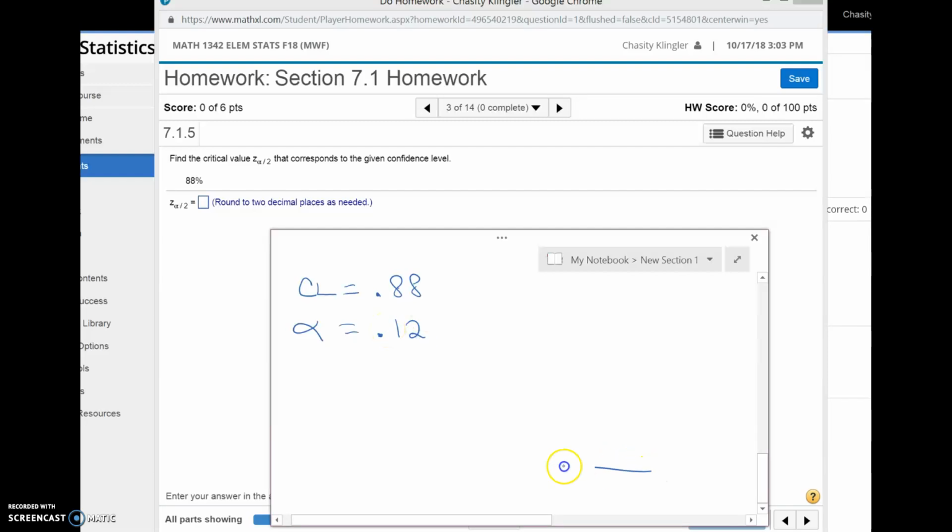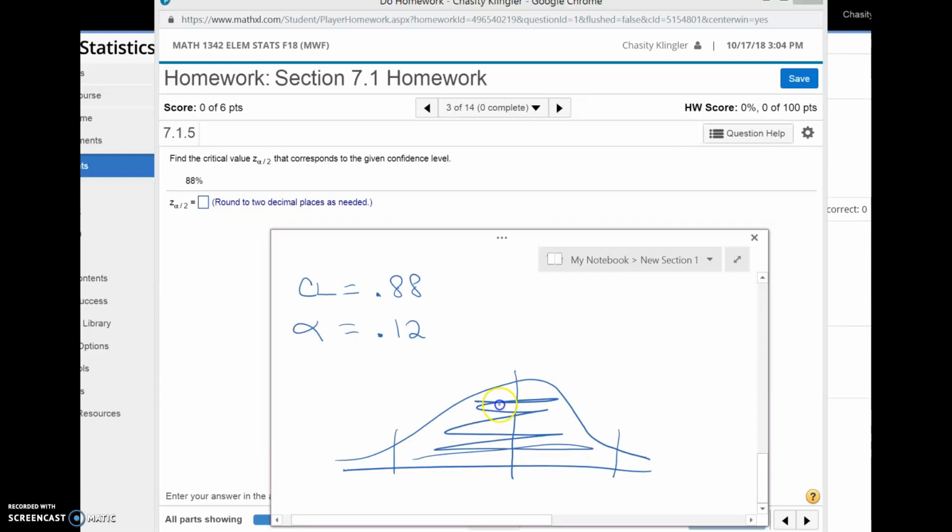Now if you draw the picture of that, you've got your bell curve. Remember, a bell curve is symmetrical about the mean, so centered on each side you're going to have like 44% and 44%, but the 88% is going to be in the center, and your tails are going to be equal. So you're going to have half of alpha in each tail. That's where the alpha divided by 2 comes from.